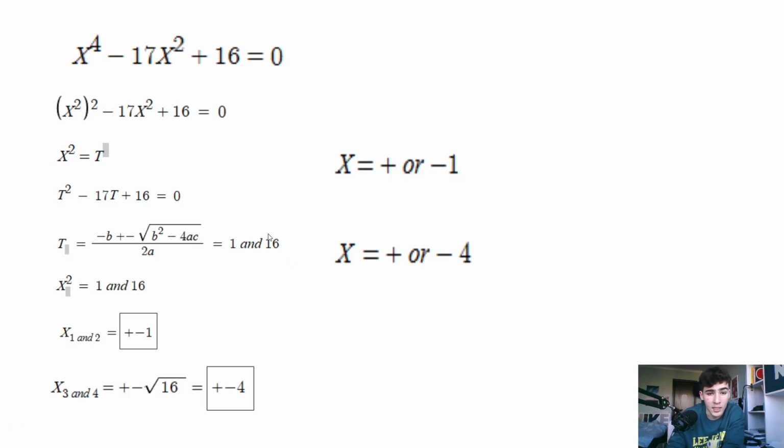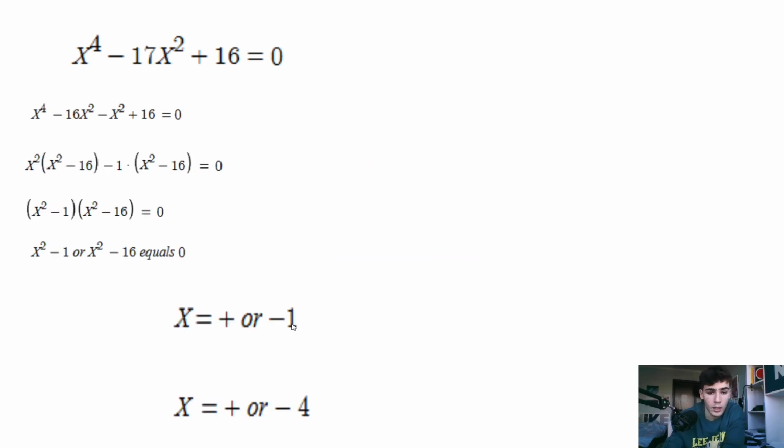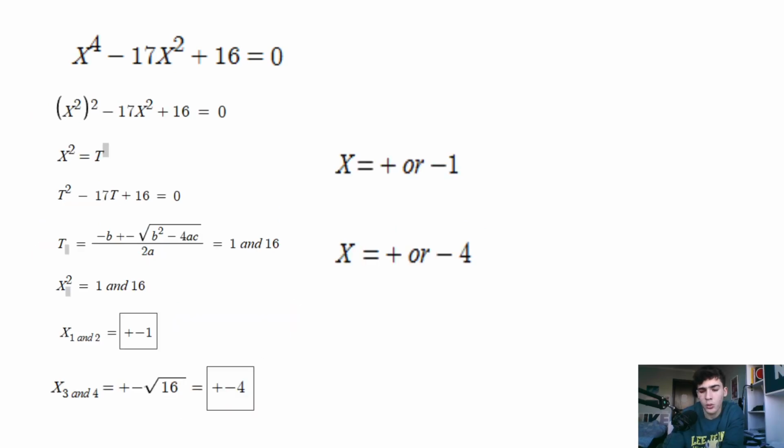1 and 16. So we know that t equals x squared, so x squared has the solution of 1 and 16. We know that no matter what type of number it is, negative or positive, if it's squared, then it's always going to be positive. So two solutions are plus minus 1. The third and fourth solutions are plus or minus square root of 16, or plus 4 and minus 4. So we got these solutions easily as well, and these are the same as this. So this is the first type of solution for this type of equation.